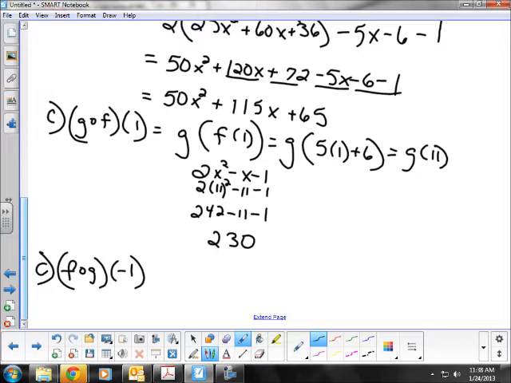Oh, I see what I did. I did the example 4 problem. And y'all see where I did? I got on the other page. Yeah. So this is just example 4, part C.